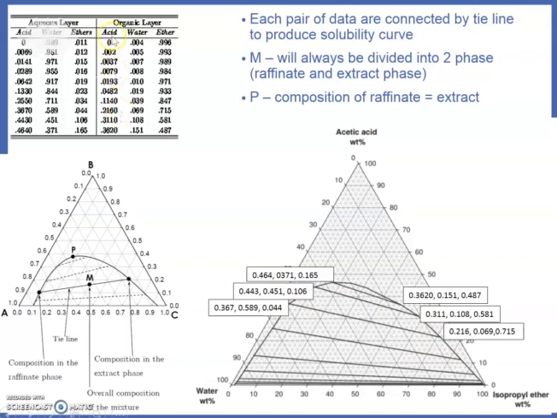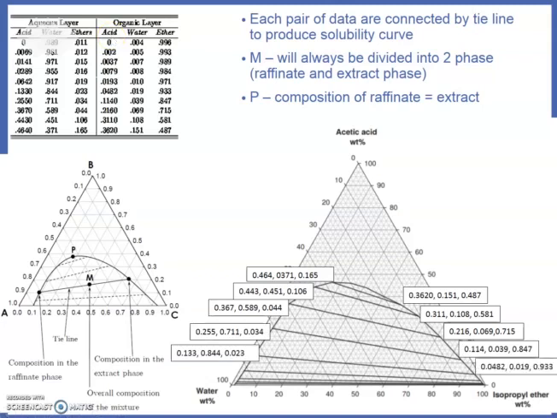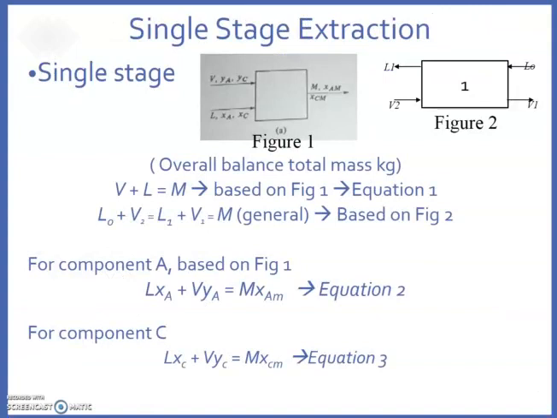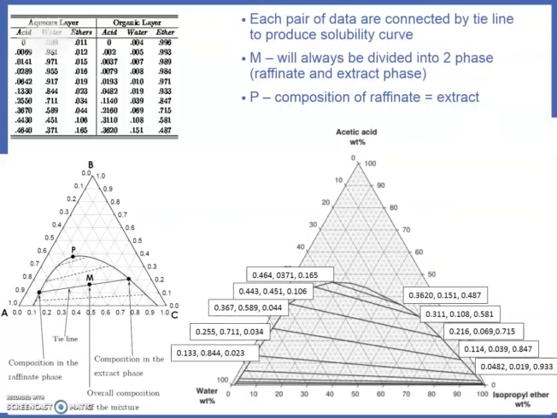You do it until you finish all the points. I just did around 5 points. Once you have located the points, make sure you join one point from the raffinate and one point in the extract. Once you have joined the pair of points, you will create a tie line.